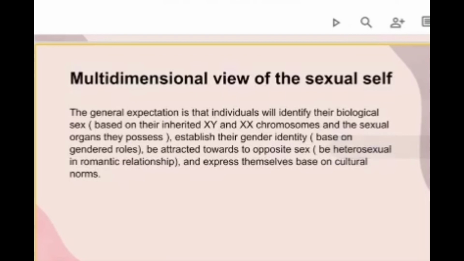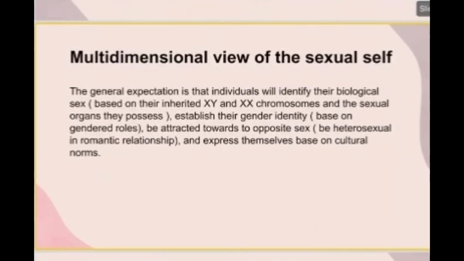Just like a girl turning into a grown woman, enhancing her look, the way she dresses up, and maybe the way she moves. So next is to be attracted to the opposite sex, so be heterosexual in romantic relationships. So in the multidimensional view, you can be attracted romantically to the opposite sex, or female to male and male to female.